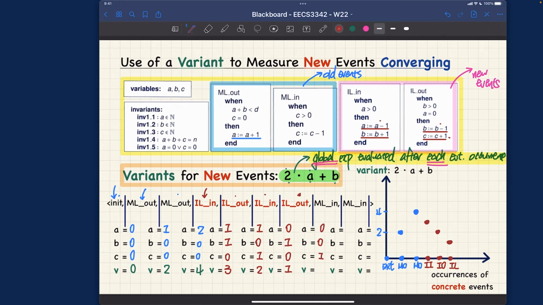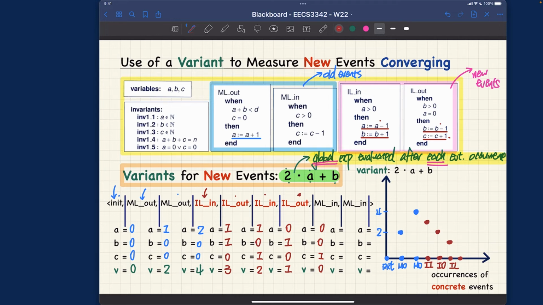What will be the variant value? 2 times 0 plus 0, which will be 0. So now we are really reaching the minimum value for the variance. We really want the variant value to be non-negative so that once we reach 0, we are not able to really progress anymore by taking the new events.